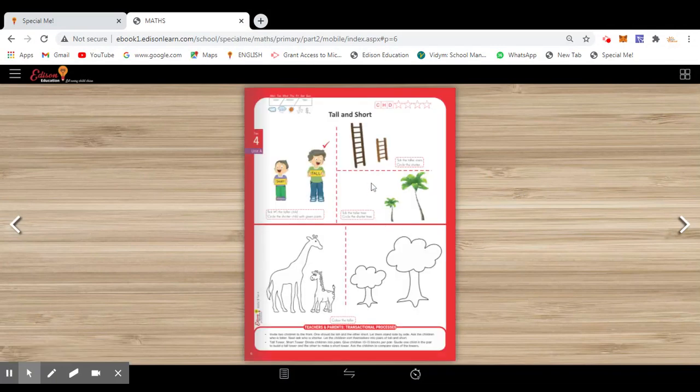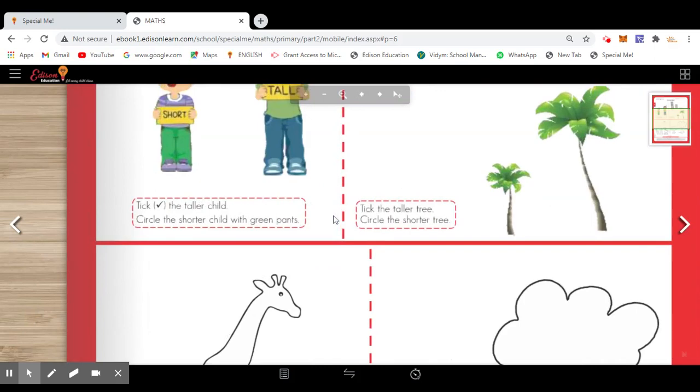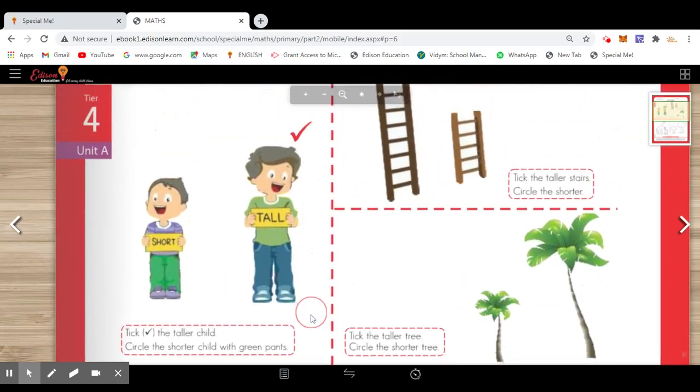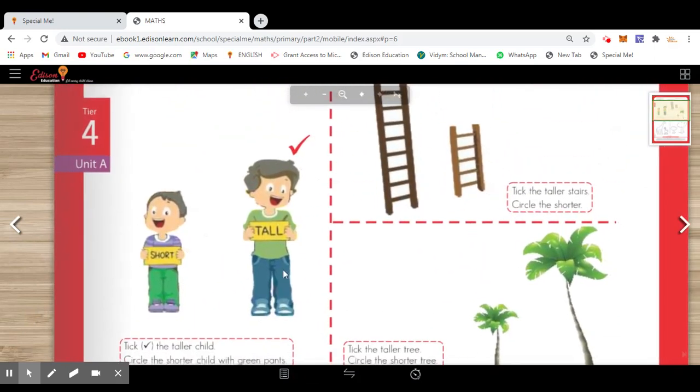So now students, look at here. This is a concept of tall and short. Tall, short. So first of all, look at the first picture. Now tell me who is tall? He is tall and he is short. Okay. Now come to the next picture.